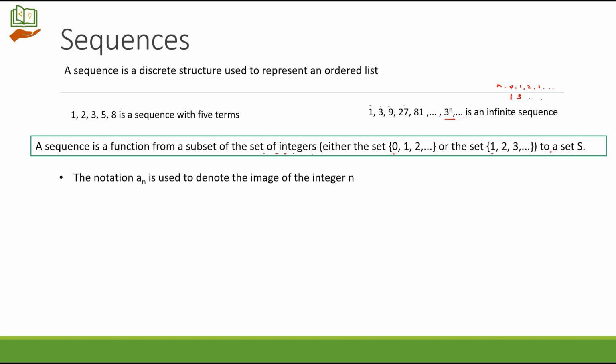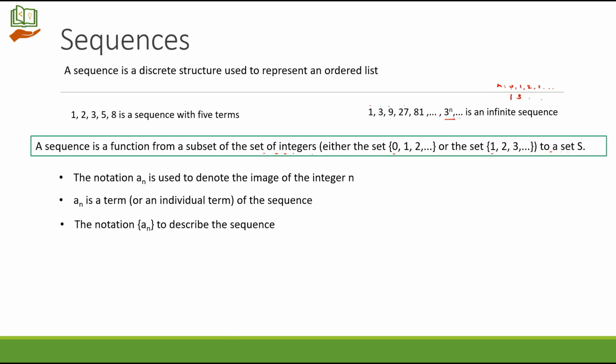The notation a subscript n is used to denote the image of the integer n. So if we have n to be the domain, then a_n will be the codomain value. a_n is a term, or an individual term, of the sequence. The notation {a_n} is used to describe the sequence. The list of the terms of this sequence will be a1, a2, a3, a4. So whenever you want to describe a sequence, you use this particular notation.